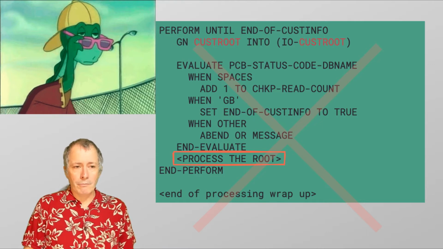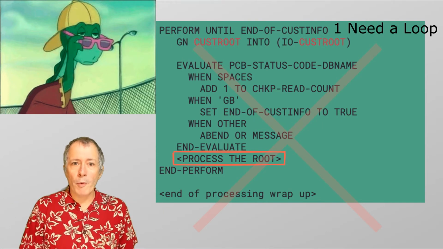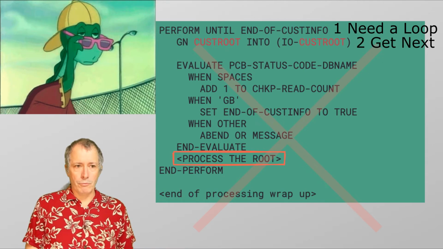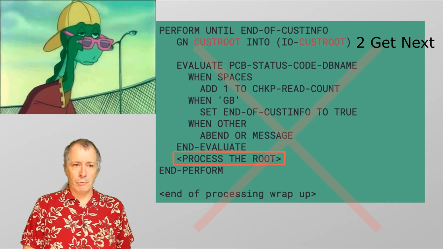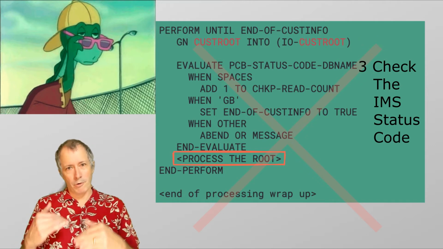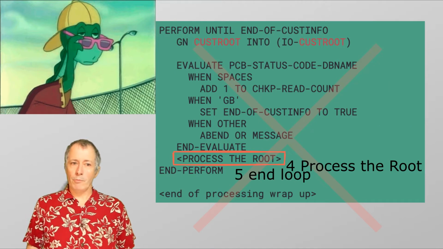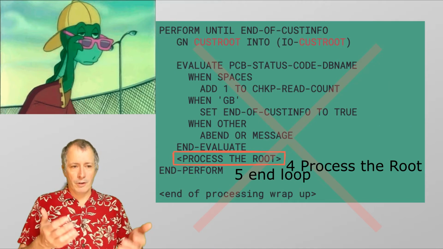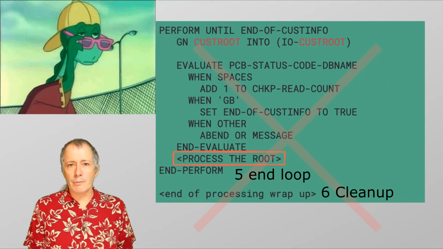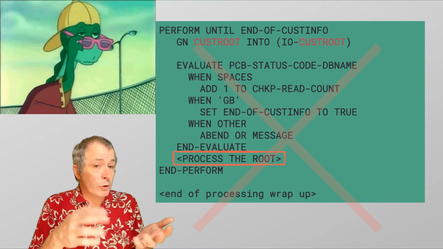To do that, number 1, I need a loop, code a perform until. Number 2, get the root. Number 3, evaluate the status code. Number 4, process the root. Number 5, code the end perform to end the loop. Number 6, do whatever cleanup stuff is needed after the program is done. Okay, there's a problem with this logic.